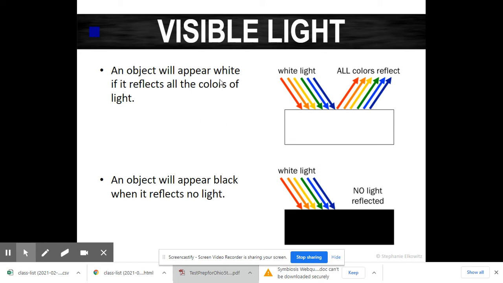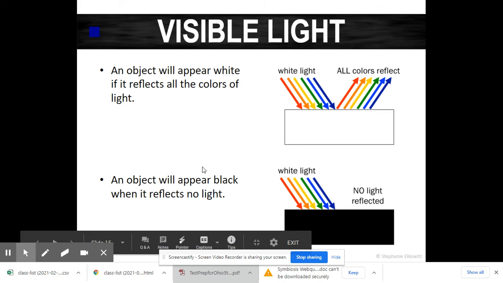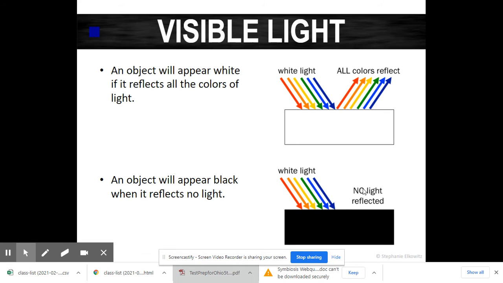An object will appear white if it reflects all colors of light. An object appears black when it reflects no light.